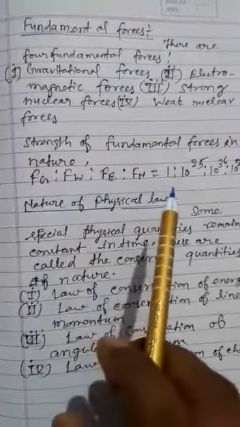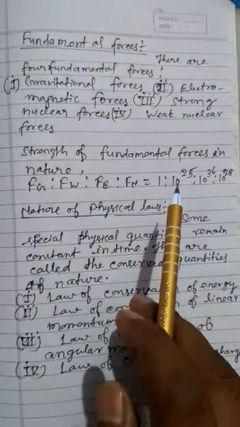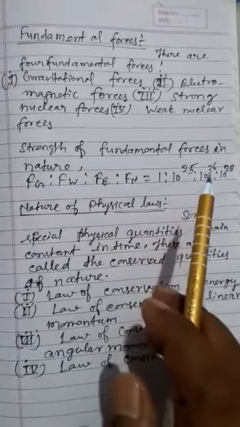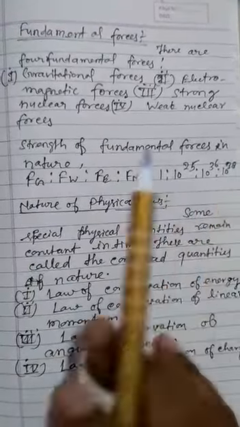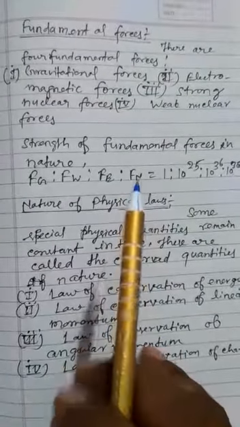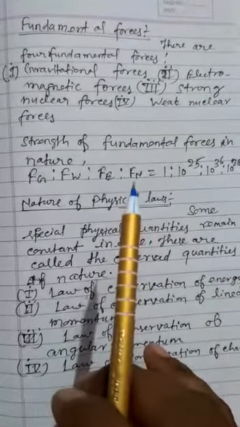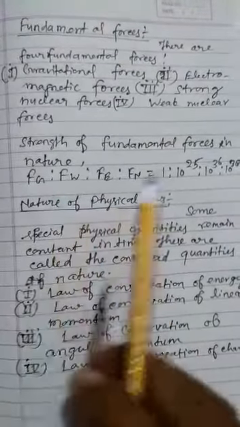These are in the ratio 1 : 10 power 25 : 10 power 36 : 10 power 38. That means strong nuclear force is the strongest force between all of them.